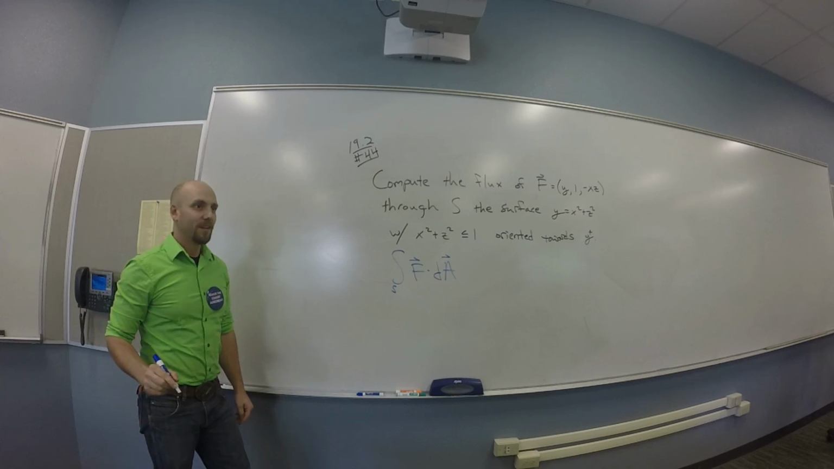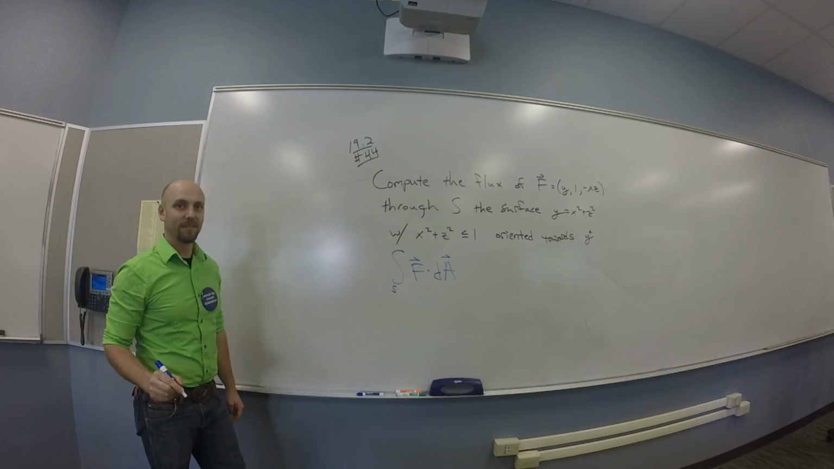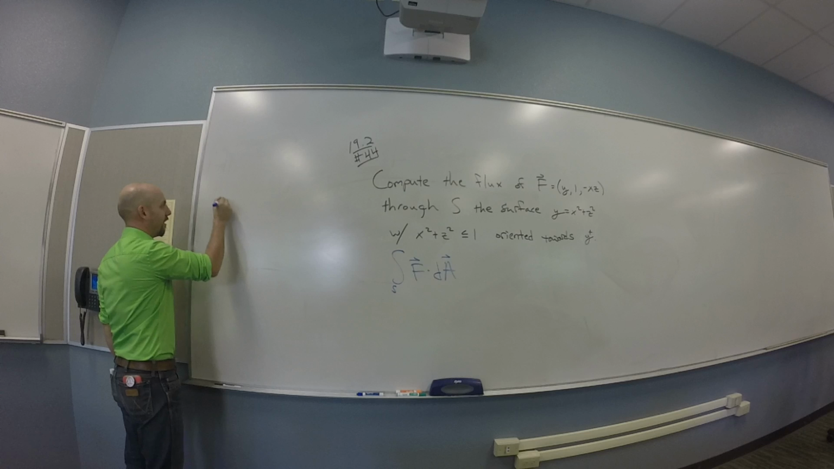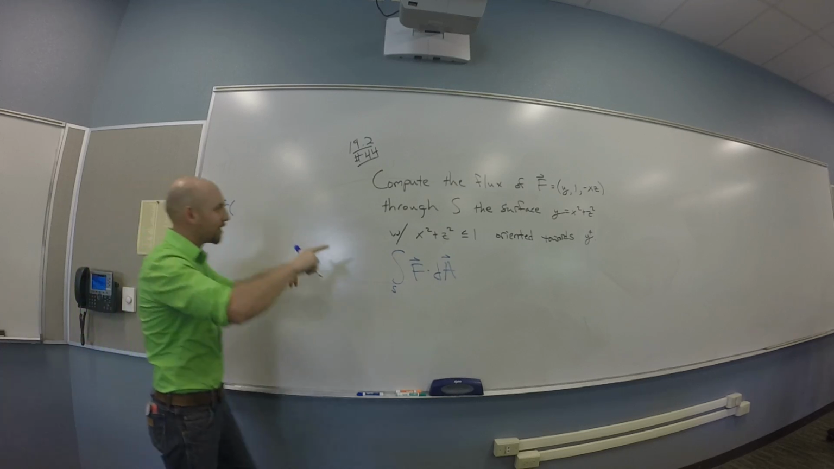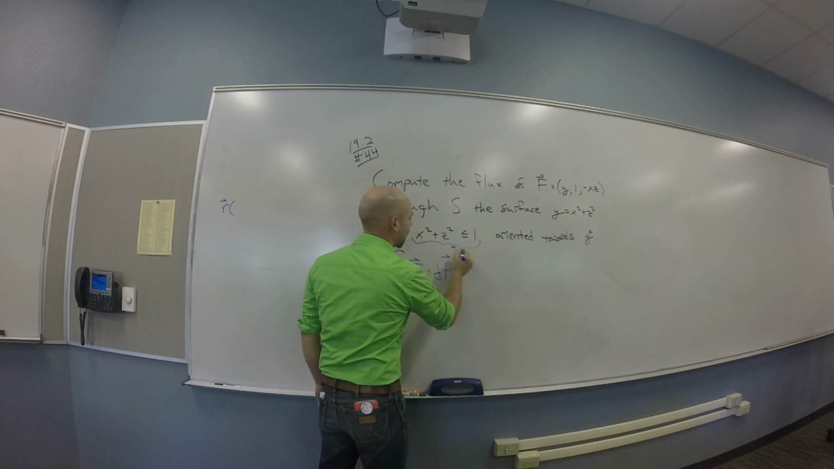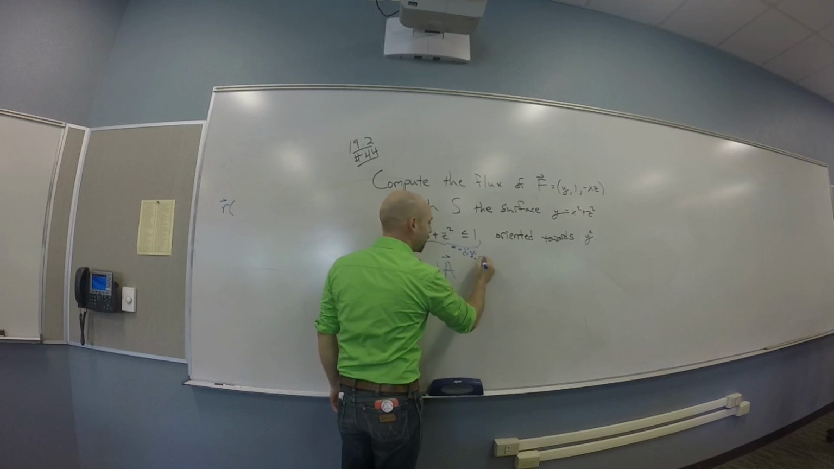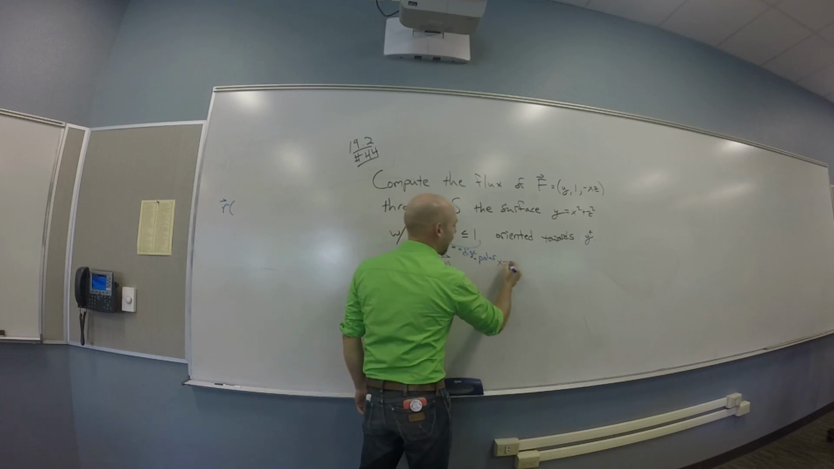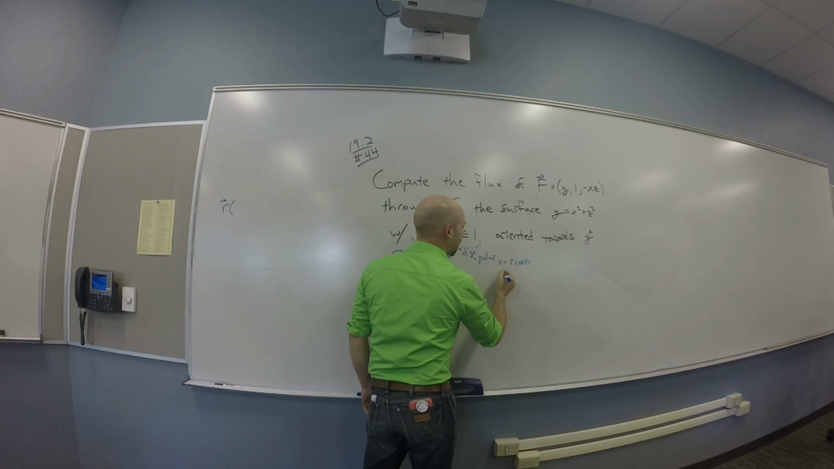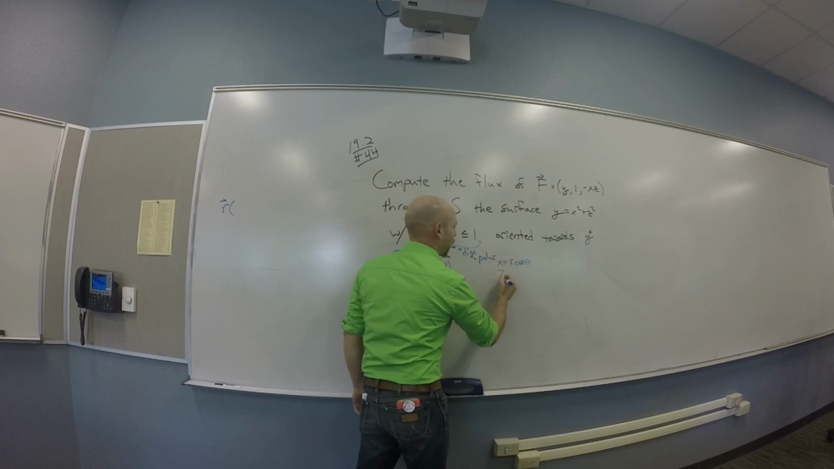Okay, next thing. You need to get a parameterization for your surface, right? So you need an r of something. I'm looking at this disk, and that disk is causing me to think polar. So I'm thinking x is r cosine theta, and y is r sin... z is r sin theta.